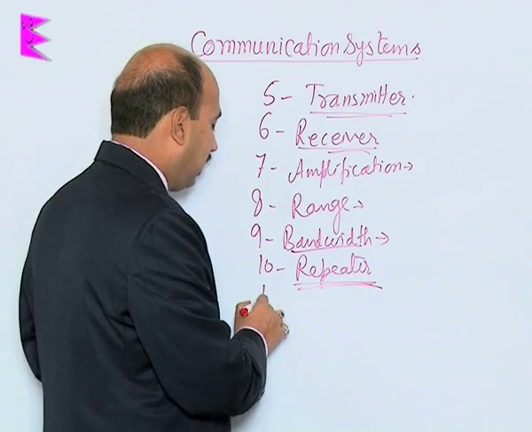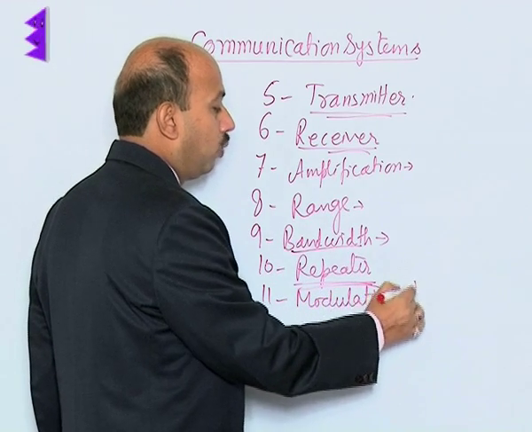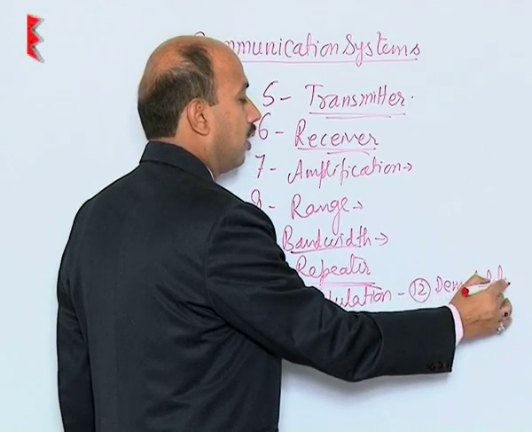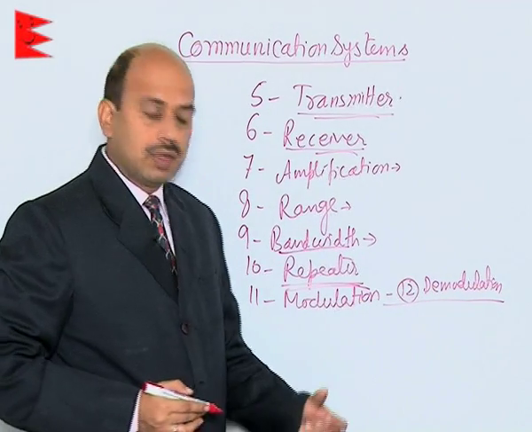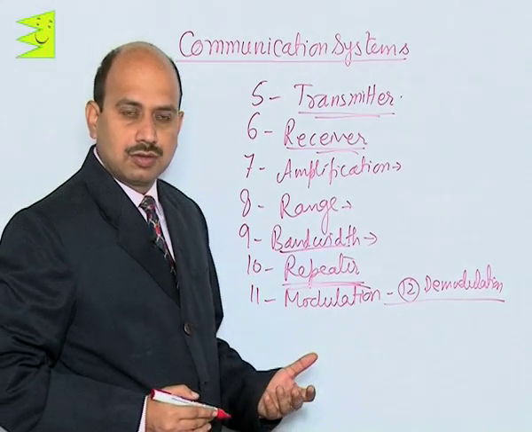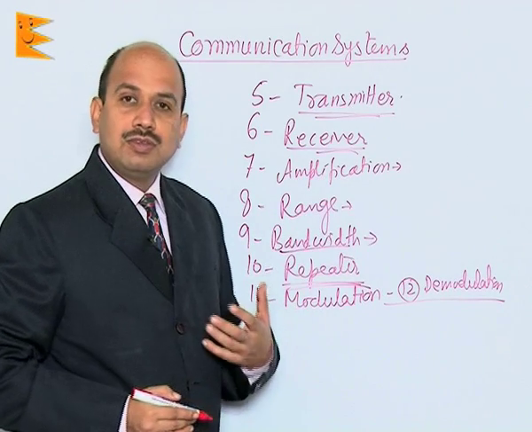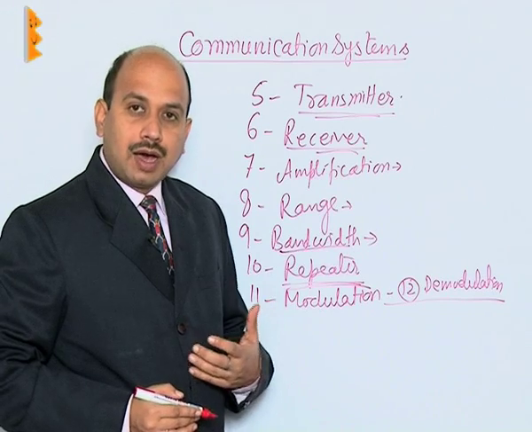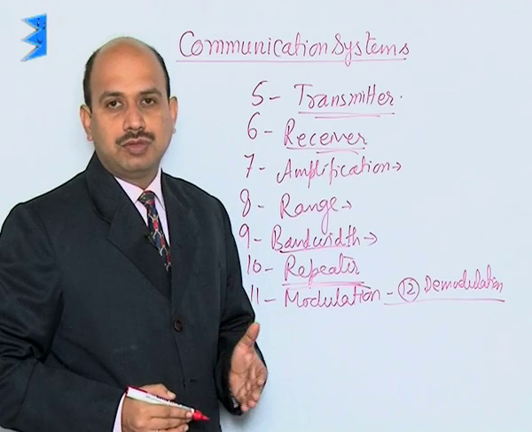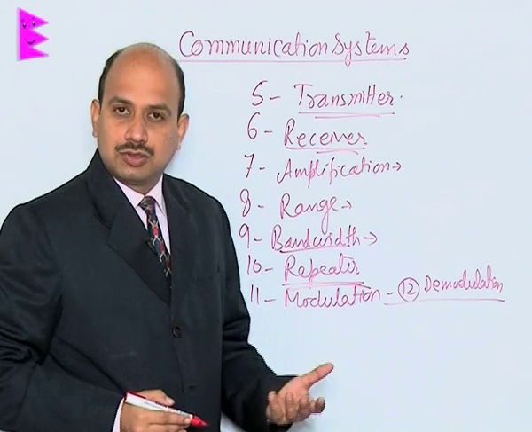Now, after that, the 11th one we can take is modulation and demodulation. As we know, a low frequency signal cannot be transmitted over large distances. We will be doing all these things in the next topics. The low frequency signals are transmitted with the help of high frequency carrier waves. Low frequency signals are superimposed on the high frequency carrier waves, according to frequency, amplitude or phase, and this process is known as modulation.